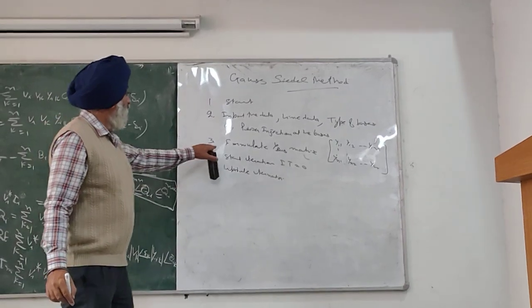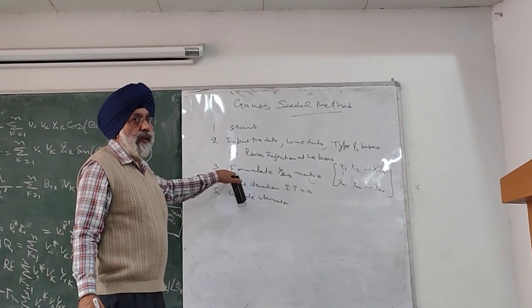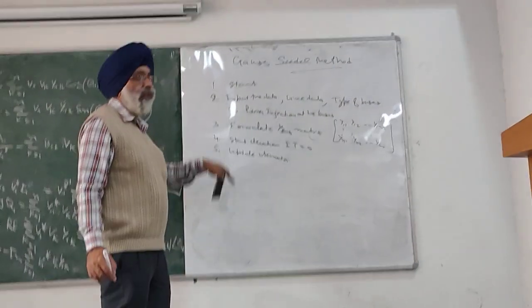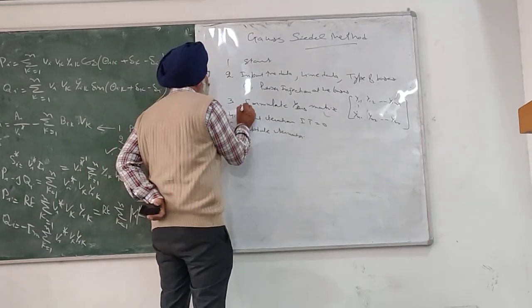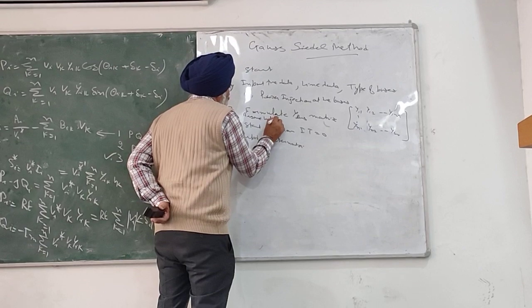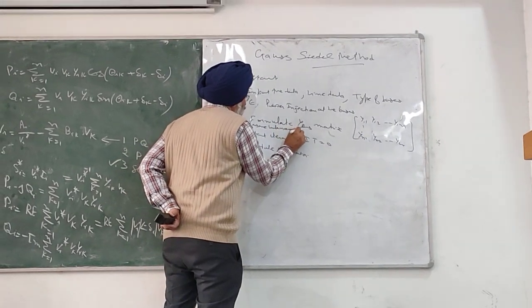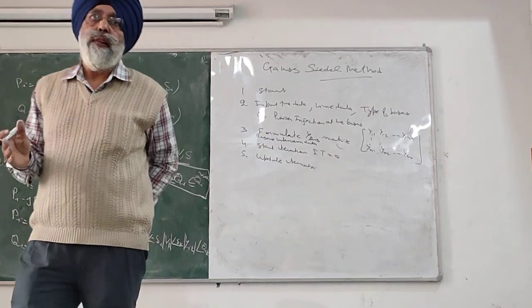So here in this step we are formulating the Y bus matrix and also we have to assume the unknown data. What unknown data do we have in this problem?